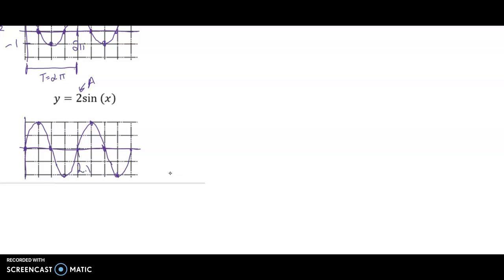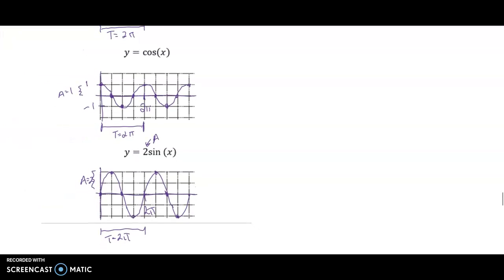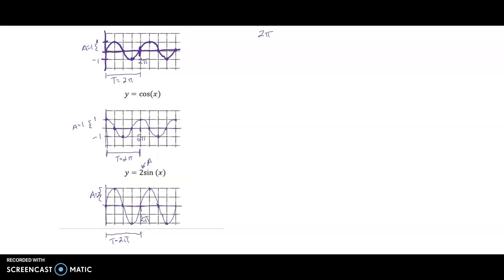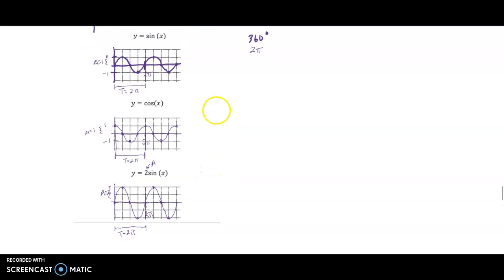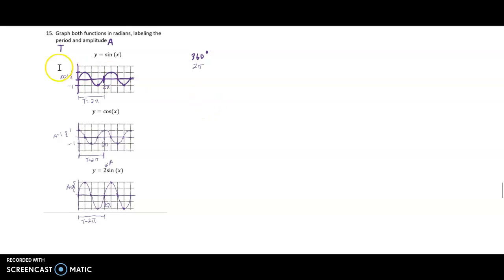Label that as 2 pi. Label the period as 2 pi, T equals 2 pi. And label the amplitude, A equals 2. And we're done with those. Hopefully that makes sense and that is familiar, or you recognize that from before. We labeled the period, we labeled the amplitude, we're good to go.